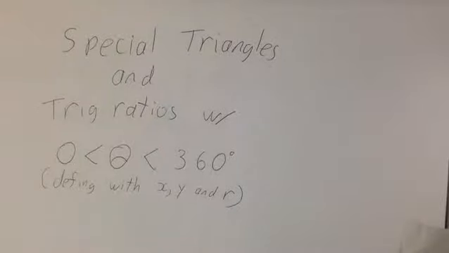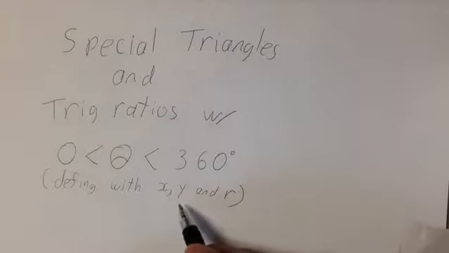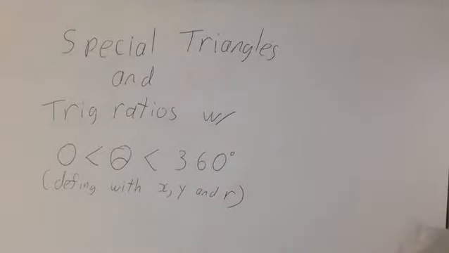We're looking at special triangles and trig ratios of angles between 0 and 360 degrees. To get trig ratios of angles greater than 90 degrees, we define the trig ratios using x, y, and r instead of the traditional opposite, hypotenuse, and adjacent.